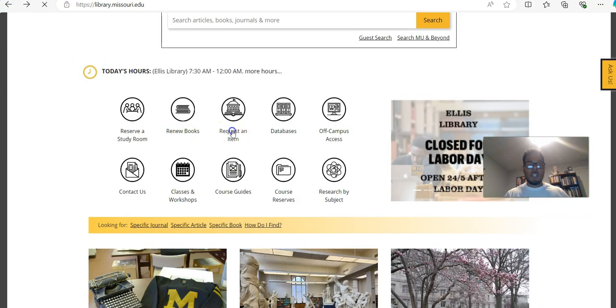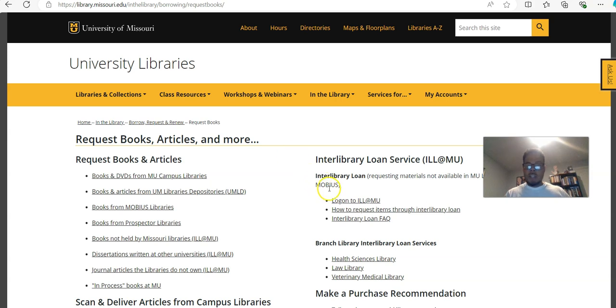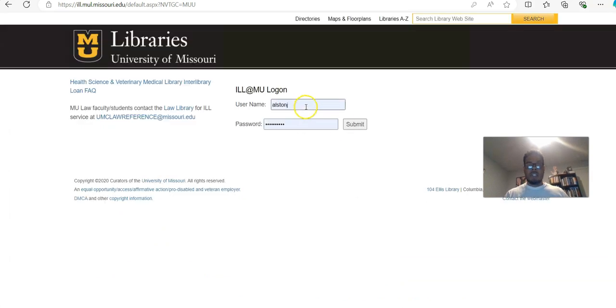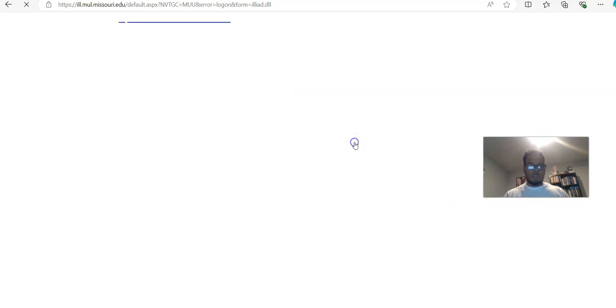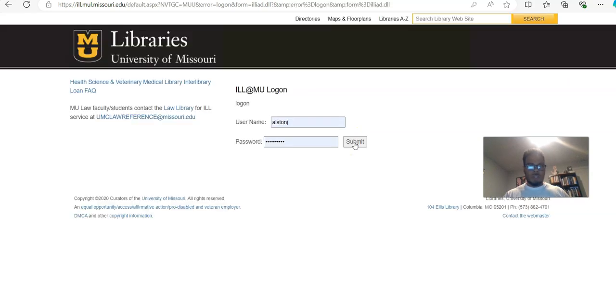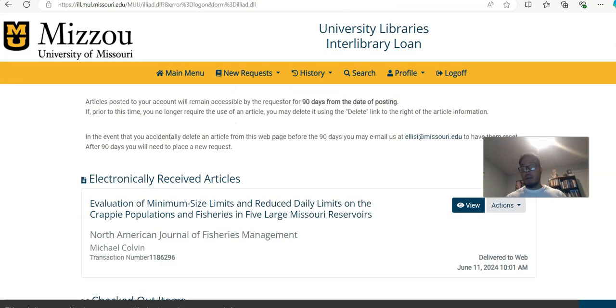Anyway, so if you want to use interlibrary loan, what you can do from Mizzou is go to this request an item, and then you can log on to ILL at MU, and ILL stands for interlibrary loan. And then what you... okay, I don't know why it's not letting me in. Hold on a second. Okay, that was the old password.